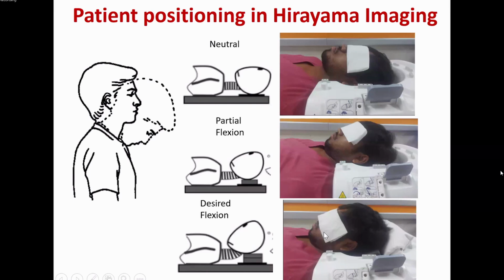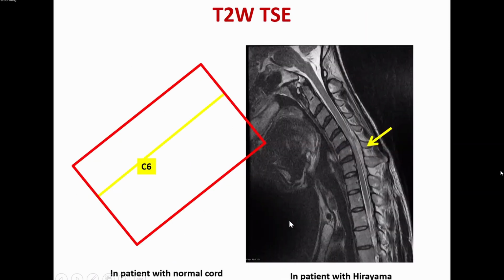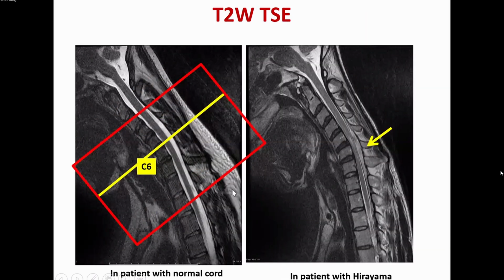You need to keep the neck like this and repeat the same sagittal T2 weighted images and your axial T2 weighted images. Okay, now look at this. This is a patient with normal cord and this is a patient with Hirayama. In normal, when you go for the flexion, the cervical canal will increase. Since the dura is lax, it will compensate for the increased length in a normal individual, okay? And still the dura will be in close contact with the walls of the spinal canal.